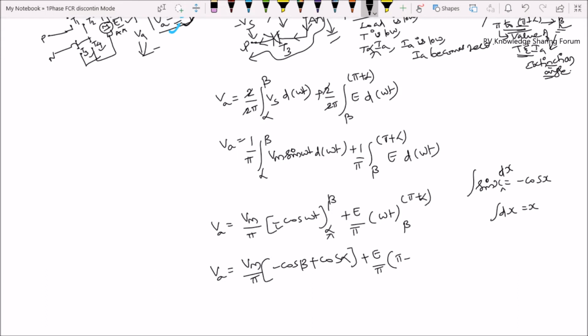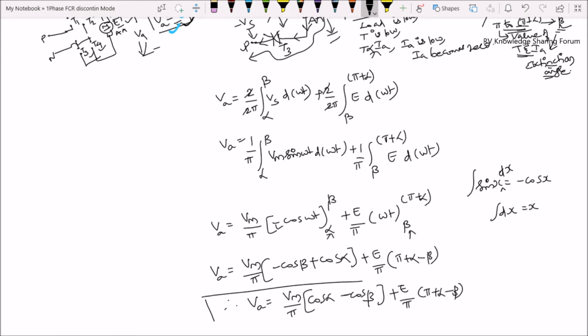Applying the upper limit it is pi plus alpha, and while applying the lower limit we have to add a minus, and the lower limit is nothing but beta, so pi plus alpha minus beta. Therefore our VA is equal to Vm by pi (cos alpha minus cos beta) plus E by pi into (pi plus alpha minus beta). Okay, this is an important equation. So let this be equation number 1.